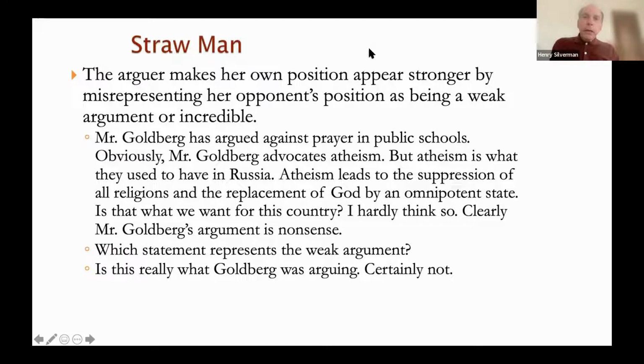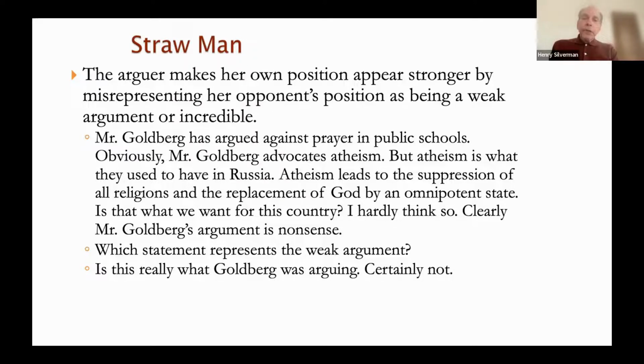A straw man. The arguer makes her own position appear stronger by misrepresenting her opponent's position as being a weak or incredible argument. So, for example, Mr. Goldberg has argued against prayer in public schools. Obviously, Mr. Goldberg advocates atheism, but atheism leads to the suppression of all religions and the replacement of God by an omnipotent state. Is that what we want for this country? I hardly think so.